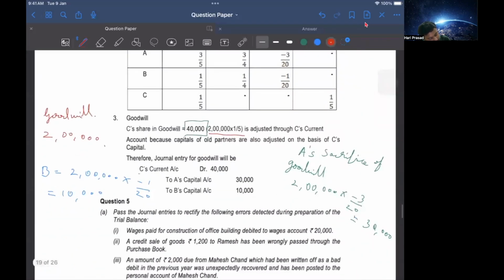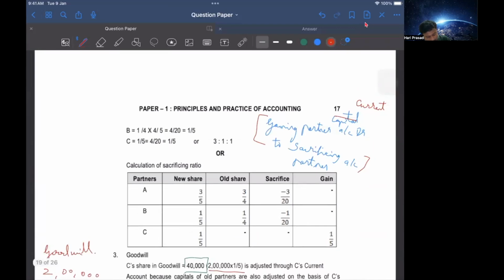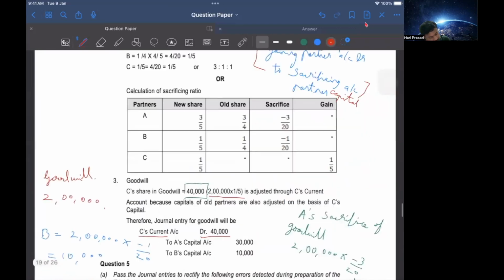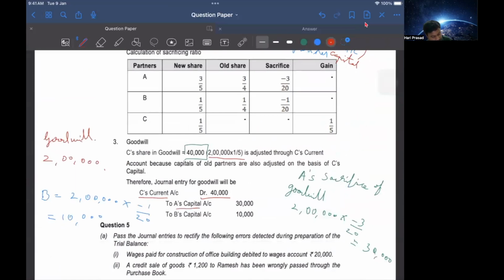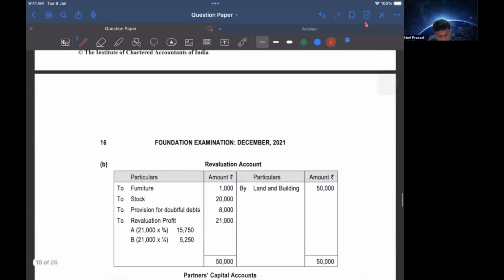C's current account debit 40,000. 40,000 is the amount C is gaining from the goodwill, to sacrificing partners' capital accounts. A is sacrificing 30,000, credited. B is sacrificing 10,000, credited. Let's see the revaluation account.